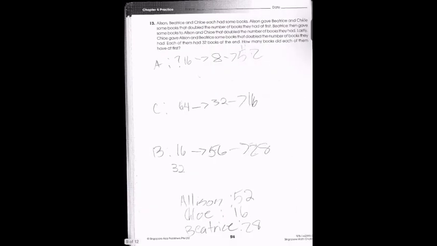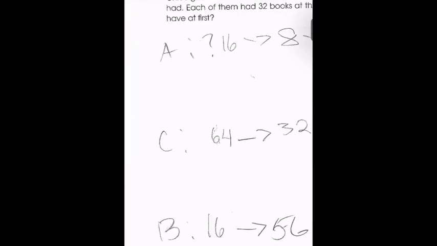Now we'll look at the next problem. Allison, Beatrice, and Chloe each had some books. Allison gave Beatrice and Chloe some books that doubled the number of books they had at first. Beatrice then gave some books to Allison and Chloe that doubled the number of books they had. Lastly, Chloe gave Allison and Beatrice some books that doubled the number of books they had. Each of them had 32 books at the end. How many books did each of them have at first? And so we're going to create a table.